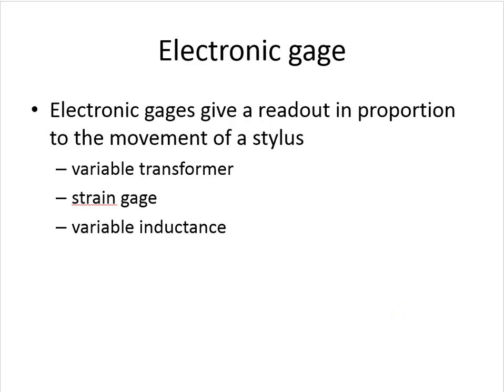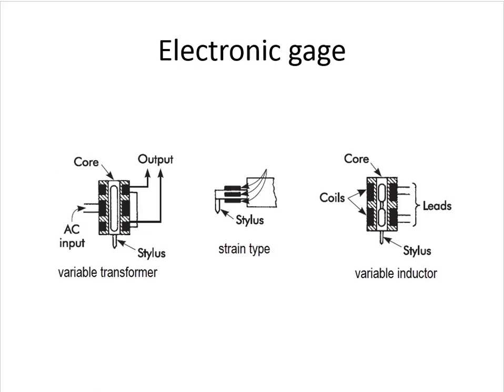Then electronic gauges. Electronic gauges use a stylus, and typically the stylus will contact the part. There are several kinds: a variable transformer, a strain gauge, and a variable reluctance gauge. Here are the three types. Here's the stylus, and this is a variable transformer. The stylus is attached to the core, and the position of the core inside the coil gives you an output that's proportional to how far this stylus moves in this direction.